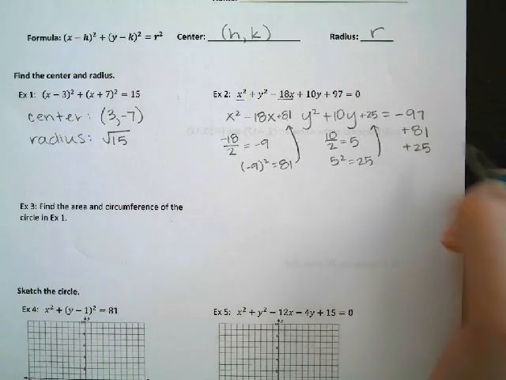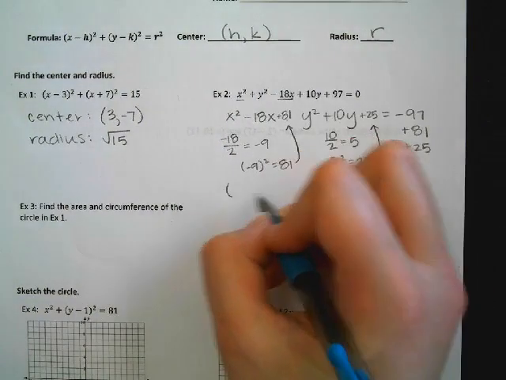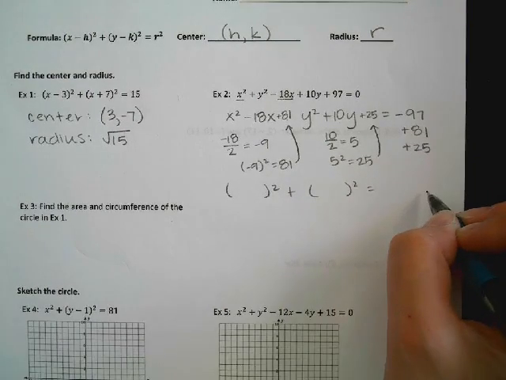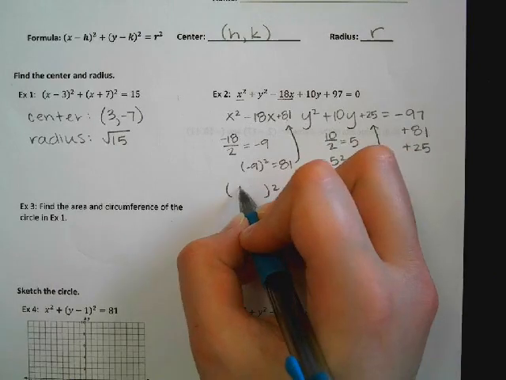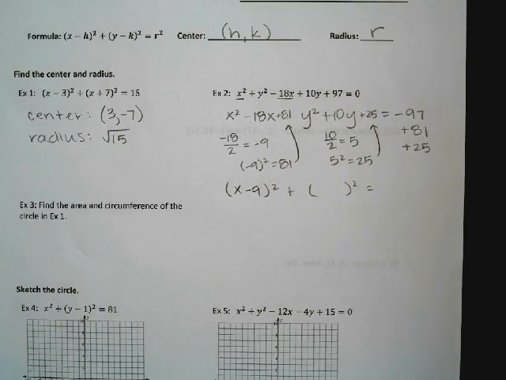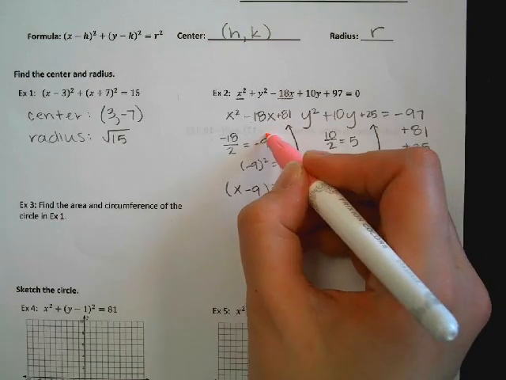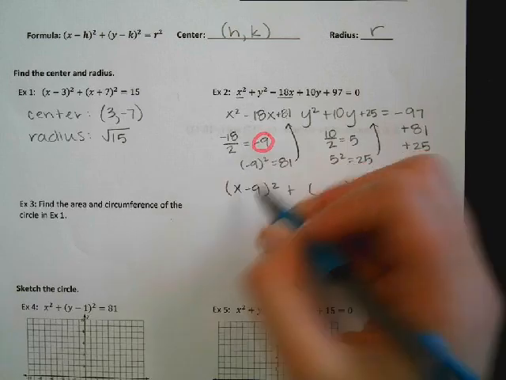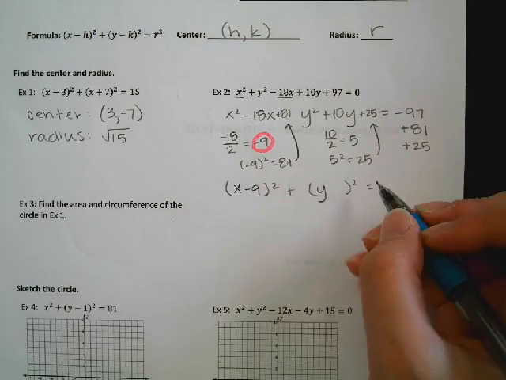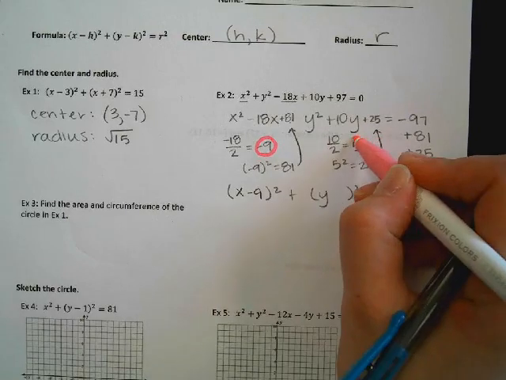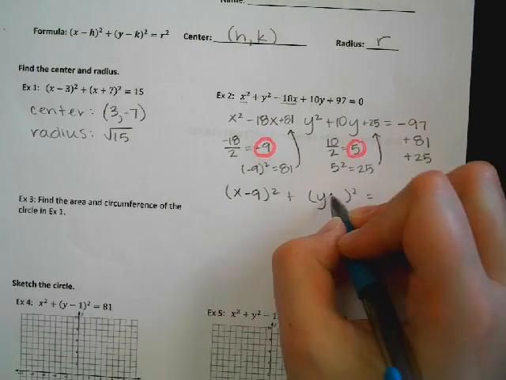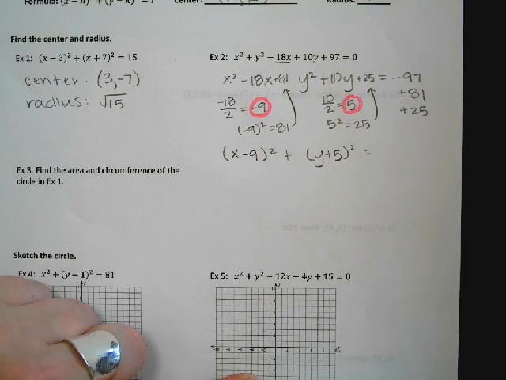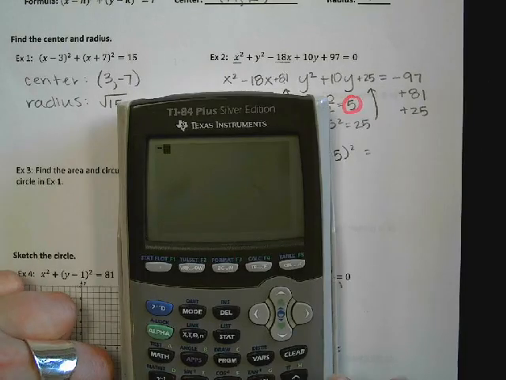Okay, so at this point I have something squared plus something squared equals a number. The something squared would be x minus 9. If you recall, the number you got when you divided by 2 is the number that goes in the parentheses. So over here, I have x minus 9, and over here, I have y plus 5. So x minus 9 squared, y plus 5 squared. For the rest of it, I just have to add those numbers together.